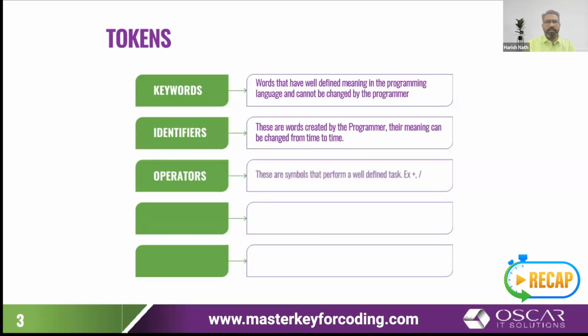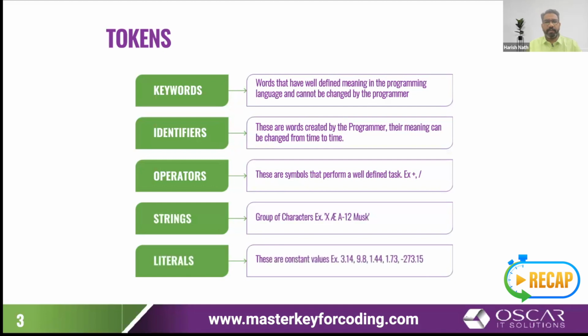Operators, these are symbols that perform a well-defined task. Strings, group of characters either enclosed in single quotes or double quotes. And then finally, we have literals. These are like constant values: 3.14, 9.8, negative values, positive values, whichever way we take. All these are literals. Now, these are 5 types of tokens that exist in any programming language.